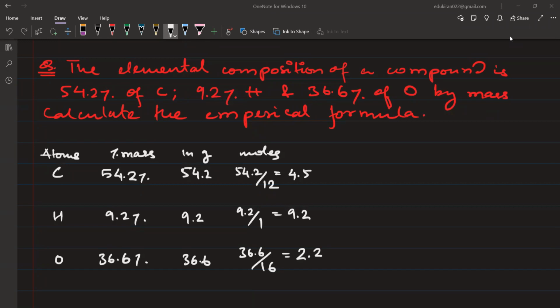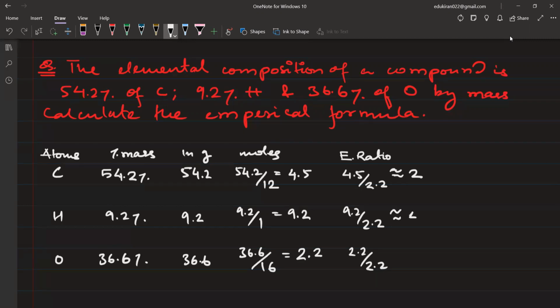And then what is next? Atoms, right? So we will divide by this empirical ratio. 4.5 divided by 2.2, 9.2 divided by 2.2, 2.2 divided by 2.2. So 4.5 divided by 2.2 is approximately equal to 2, and 2.2 into 4 is 8.8, so 9.2 divided by 2.2 is approximately equal to 4. And this is equal to 1.